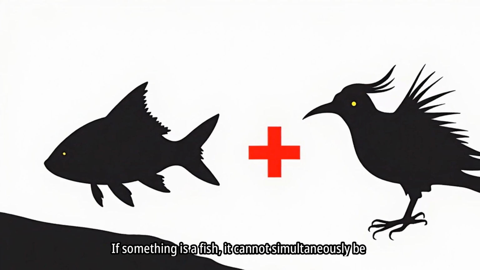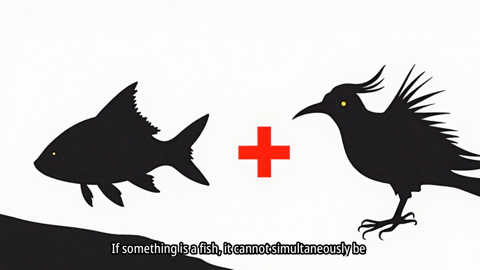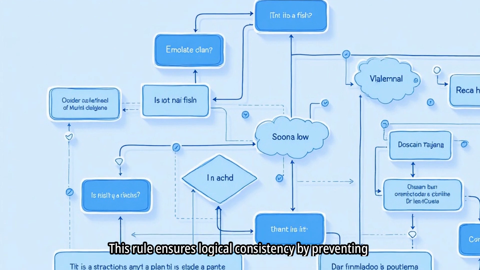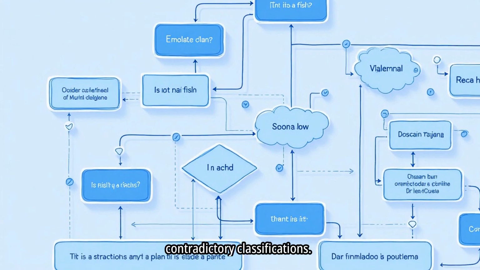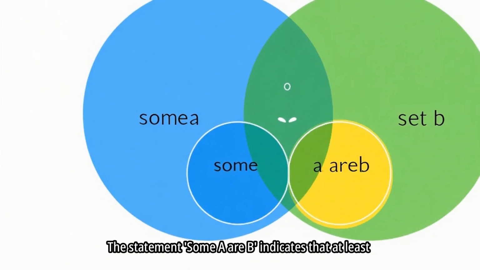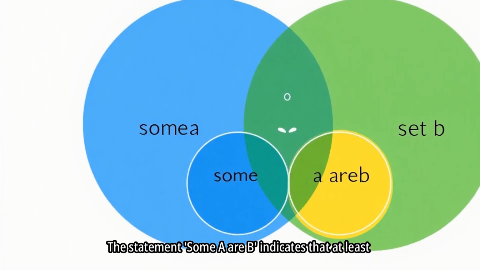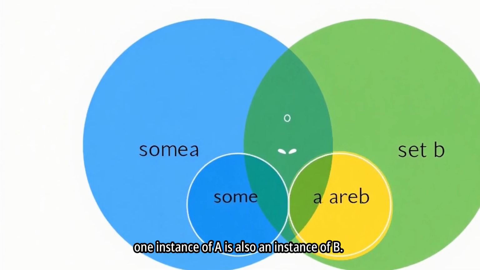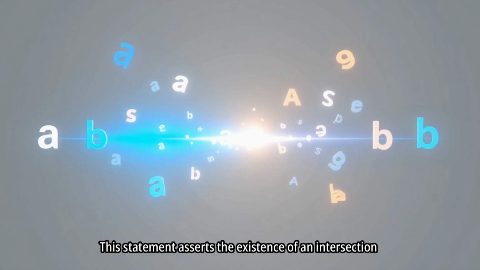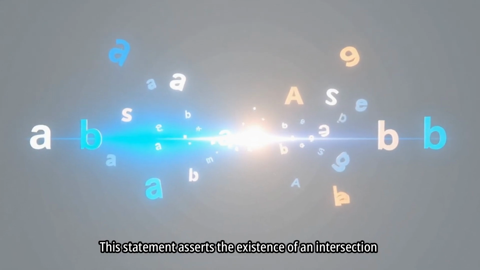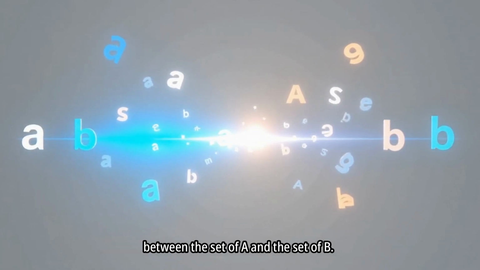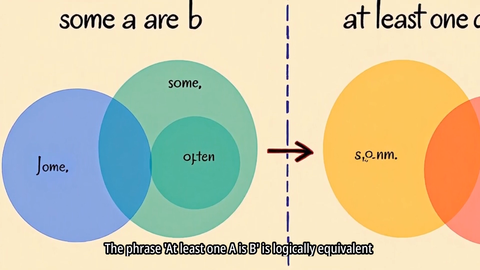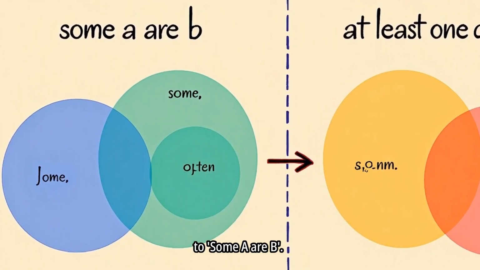If something is a fish, it cannot simultaneously be a bird. This rule ensures logical consistency by preventing contradictory classifications. The statement, some A are B, indicates that at least one instance of A is also an instance of B. This statement asserts the existence of an intersection between the set of A and the set of B. The phrase, at least one A is B, is logically equivalent to some A are B.